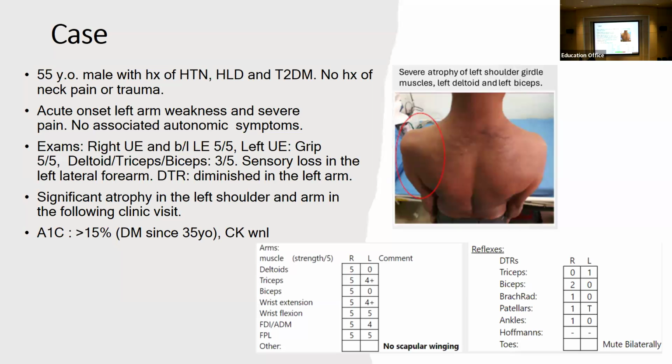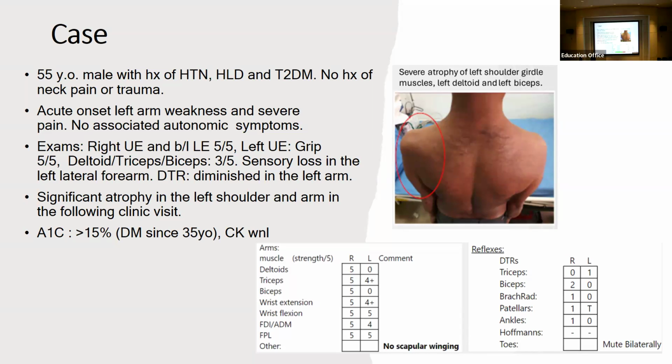So let me briefly talk about this case. He is a 55-year-old patient with a history of hypertension, hyperlipidemia, and type 2 diabetes. He denies any history of neck pain or any recent trauma. He presented to the ER with acute onset left arm weakness and severe pain. There are no associated autonomic symptoms.